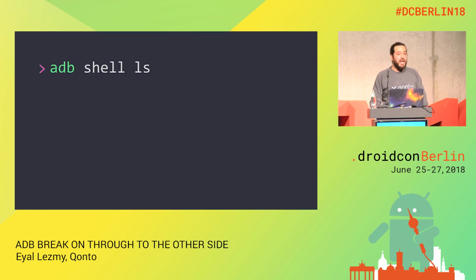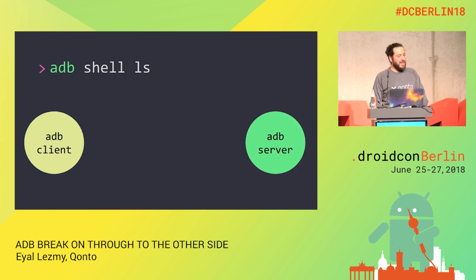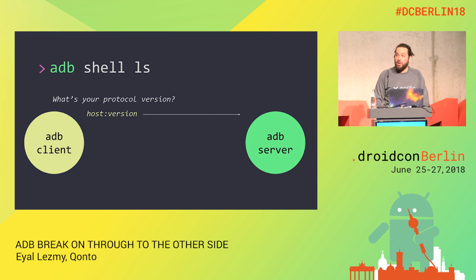When I'm typing an adb shell ls command, just the command to list all the root file system, you get it. So just to list the files at the root of the file system. When you are running this command, what's happening? The ADB client will send a message. Actually, it will ask a question to the ADB server: what's your protocol version? And it does that by sending this payload, host:version.